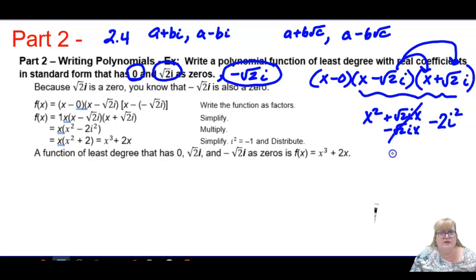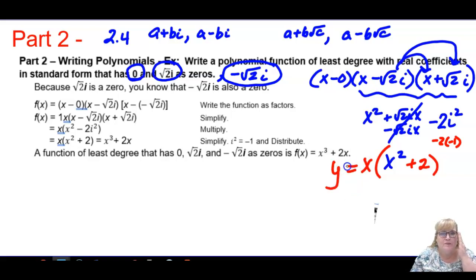So these two cancel each other out, and I end up with an x squared. But minus 2i squared, remember, is really negative 2 times negative 1, which is plus 2. So there are these two factors FOILed together. And then we had x minus 0, which is just an x. So this is where I would tell you you can actually stop. It says standard form, and this is not standard form, but this one's easy to put into standard form. If you just distribute that, you get x cubed plus 2x.